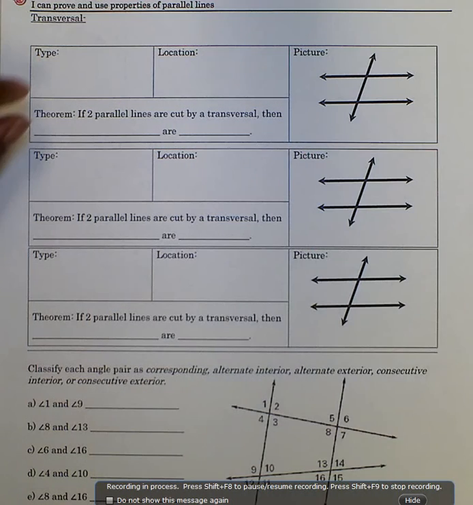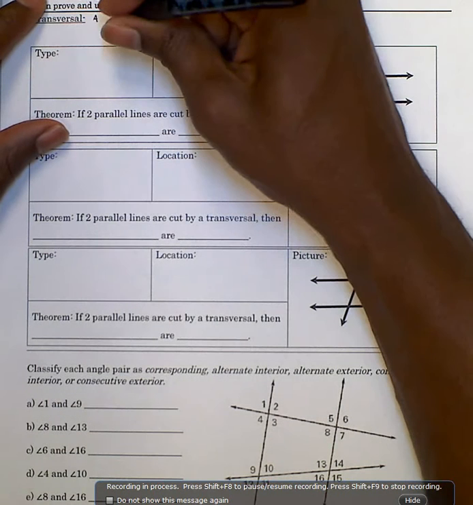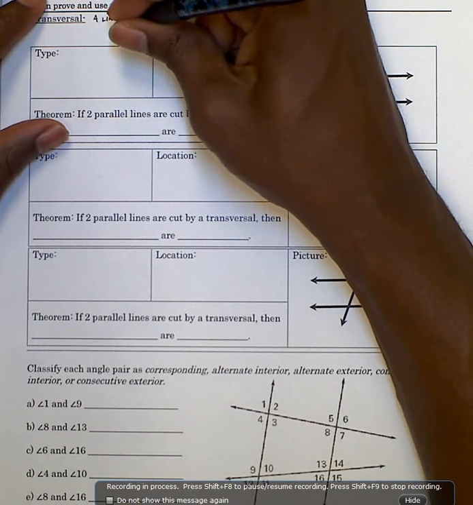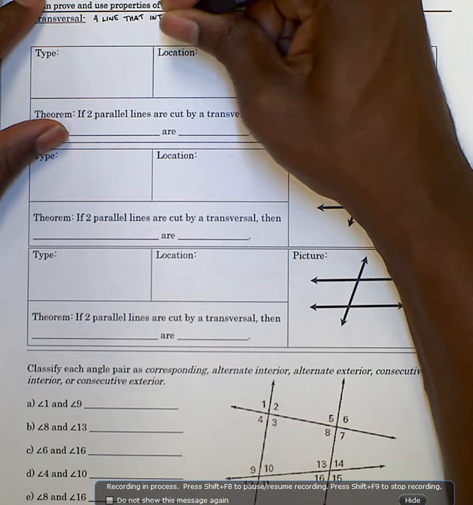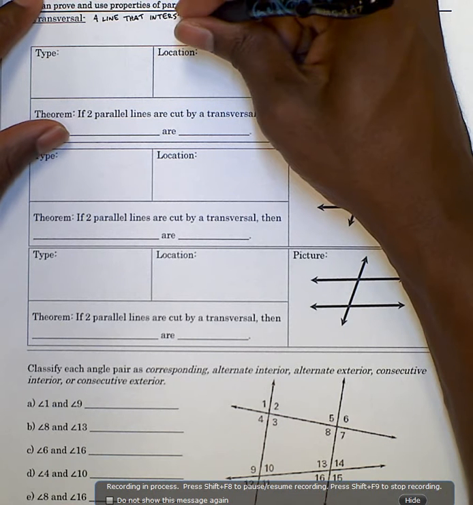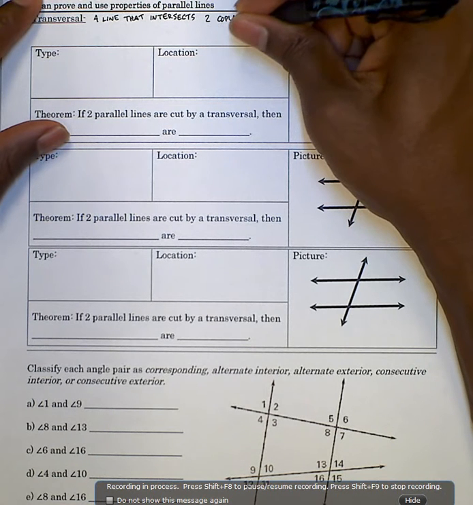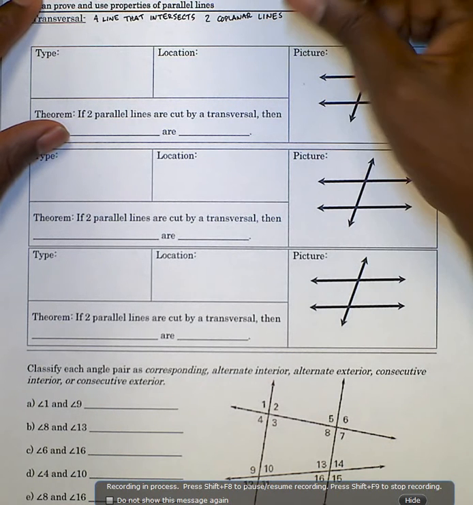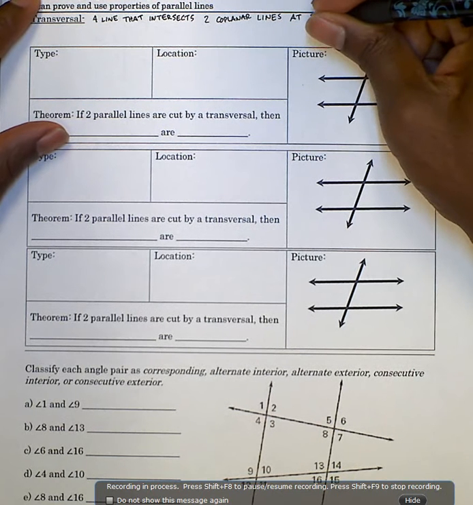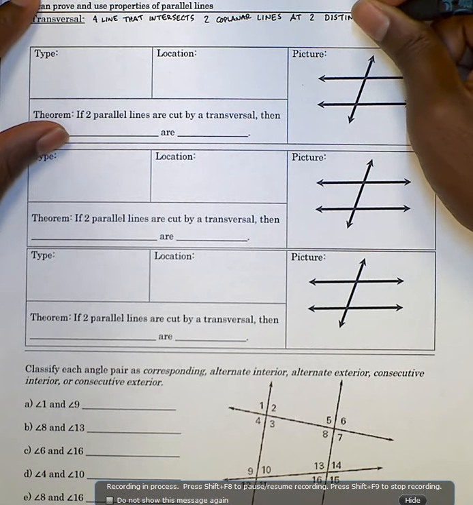A transversal is a line that intersects two coplanar lines at two distinct points. So, a line that intersects two coplanar lines at two distinct points. Distinct points.